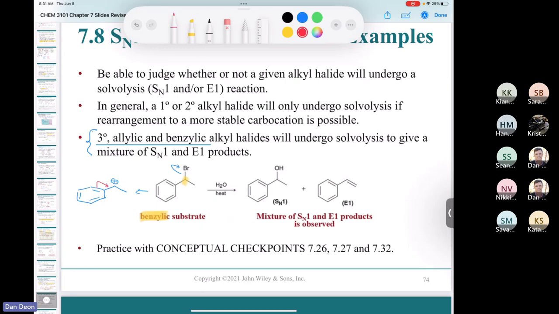And so, like I said, we can write all these different resonance structures. I'm not going to draw them all right now, but you could write all these different resonance forms, and remember that the more resonance forms you have, the more the carbocation is going to be stabilized. And so we can get the substitution product, or we can get the elimination product. We get a mixture of both of these products in this case. So again, just to repeat myself, like an old person, you've got to be aware of tertiary, allylic, and benzylic. All three of these are possibilities for an SN1 or an E1 mechanism.